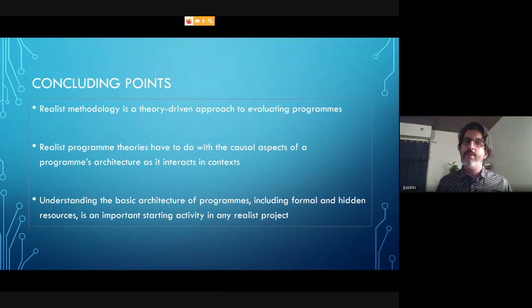The second point is realist program theories have to do with the causal aspects of a program's architecture as it interacts in context. So the central word here is the causal aspects. If your program theories are not causal in nature, then you need to rethink them and find the underpinning causal connection of how things are working. And as Pawson and Tilley have described, this is about how people respond or how people reason to resources on offer.